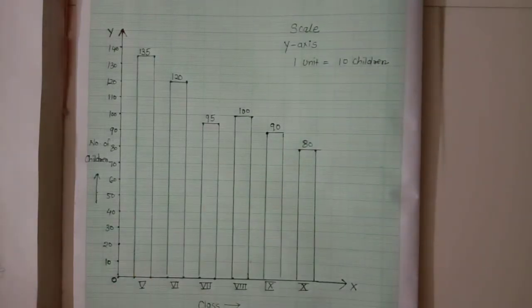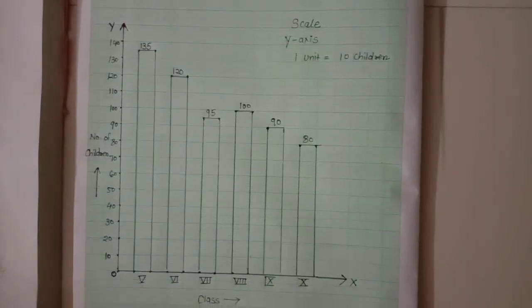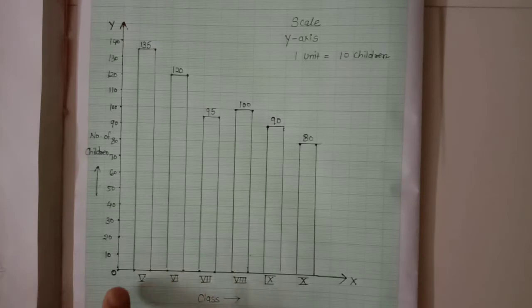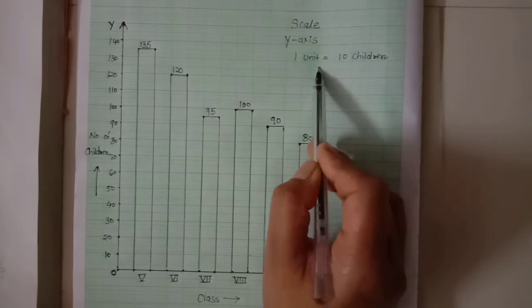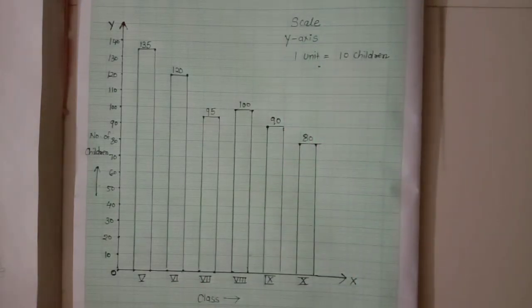Again I am repeating what is necessary to mention in a bar graph: x-axis, y-axis, what you are showing in the x-axis, what you are showing in the y-axis, what scale you are taking in the y-axis, and it is necessary to write the scale on the y-axis: 1 unit equal to 10 children.